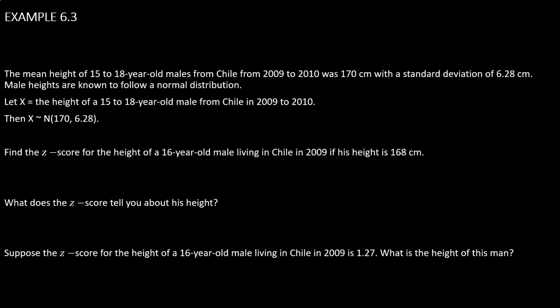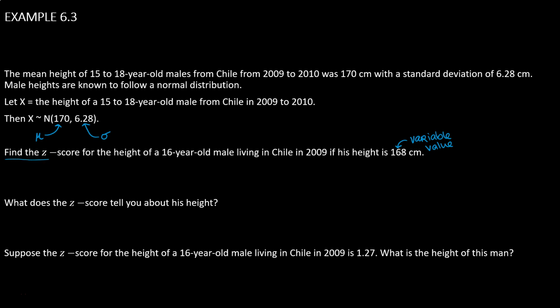We know that the notation for the normal distribution has the mean and the standard deviation in these parentheses, so we can easily read that from the notation, or we can pull it from the wording of the problem. We need to find a z-score that corresponds to the height of a 16-year-old male who is reported to be 168 centimeters tall. Our variable value is this person's height, the 168 centimeters.